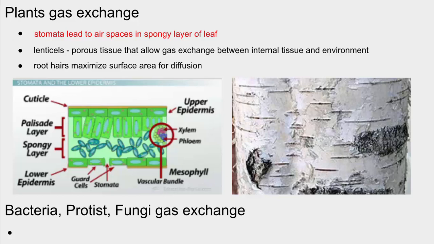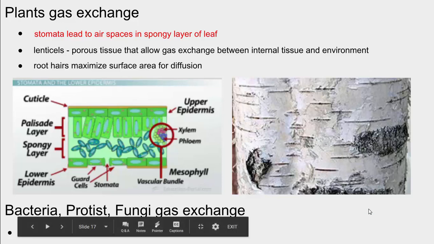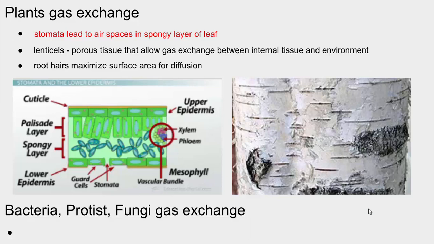How about bacteria, protists, fungi? How do you think bacteria or protists obtain oxygen? Any idea? I don't know, lungs. Carter? It just diffuses in. So because they're single-celled organisms and they're not very large, basically they just absorb oxygen through the cell membrane.